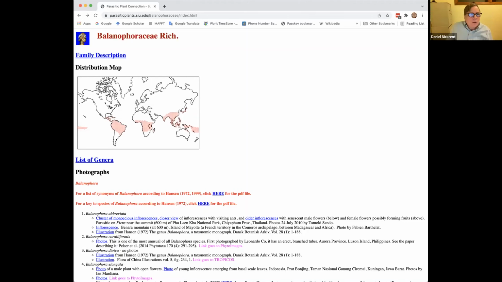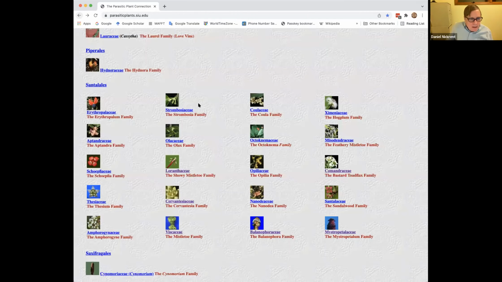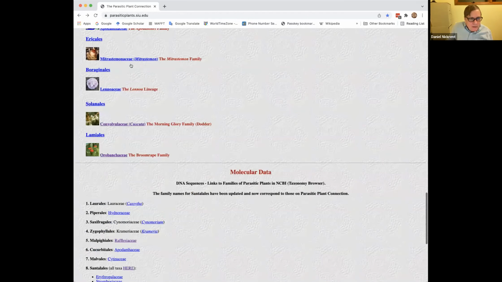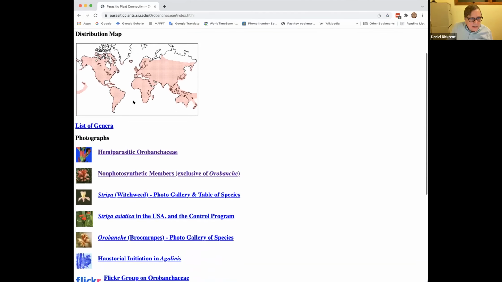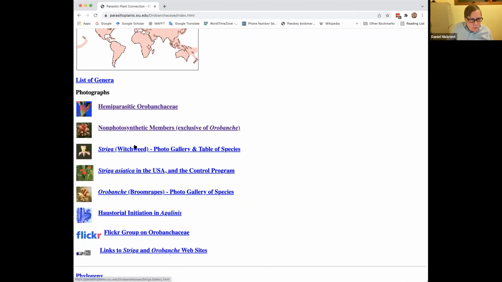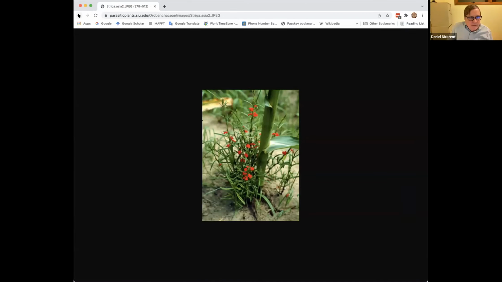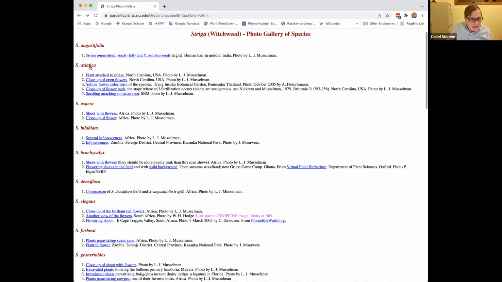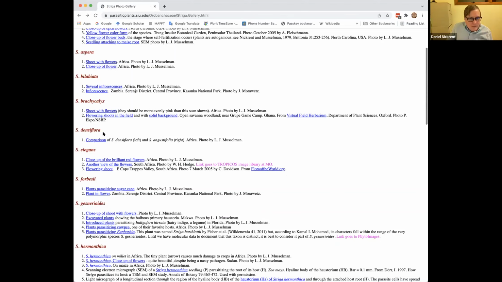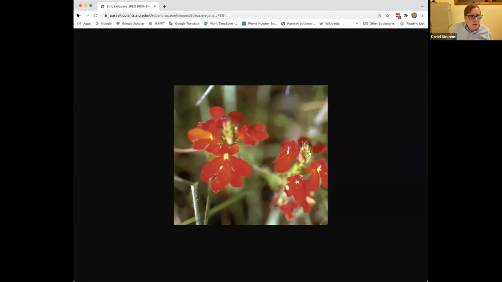Good question. So we're still looking here. So let's go down to Orobanche, and let's go to hemiparasites, Striga, witchweed, photo gallery. All right. So asiatica is the one that we were just talking about. But a very close relative is called elegans. This one. In fact, they're so close, some people can hardly tell them apart. When they did the molecular work, they're absolutely 100% sister.